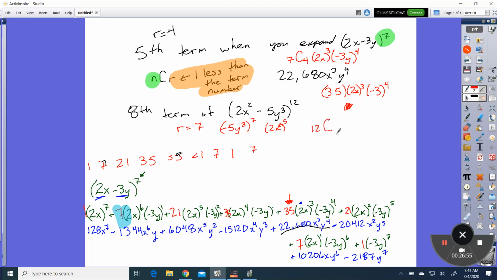So this is going to be 12c7, because the r is 1 less than the term. So the 8th term, 1 less is 7, times negative 5 to the 7th and positive 2 to the 5th. And it's going to be a huge number. 12c7 is a big number. That's 792. And then you still have to times that by negative 5 to the 7th and 2 to the 5th.